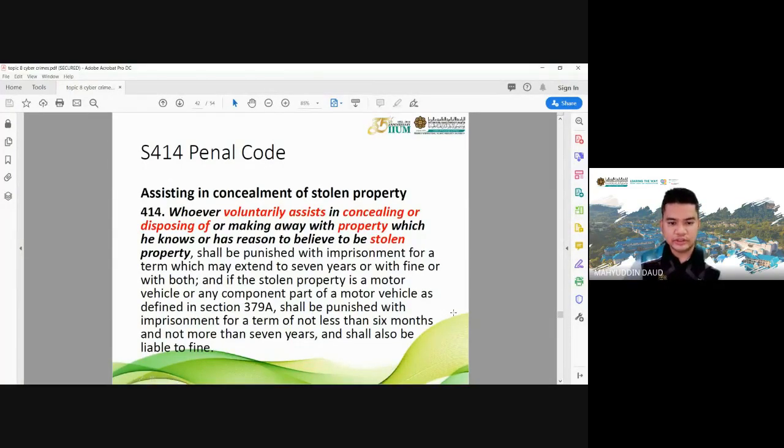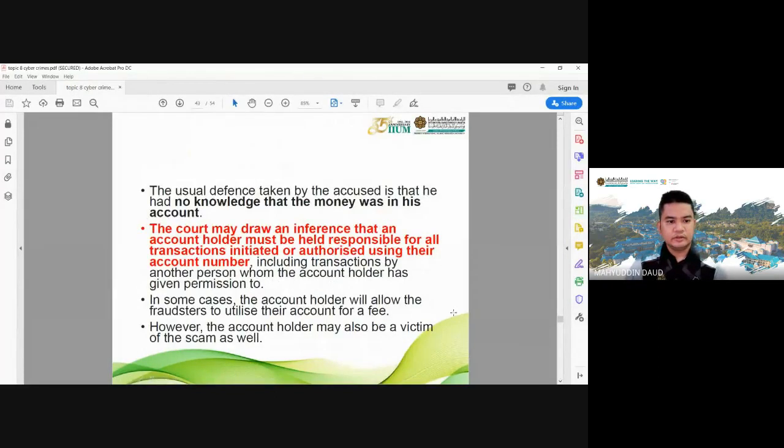So whoever voluntarily assists in concealing or disposing of or making away with property which he knows or has reasons to believe to be stolen property shall be punished, blah blah blah. So this is assisting in the concealment of stolen property. In a way, it can be interpreted as if you are assisting a scam offender.